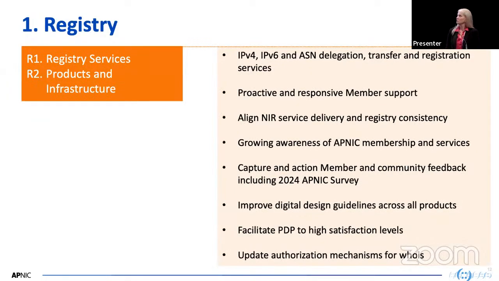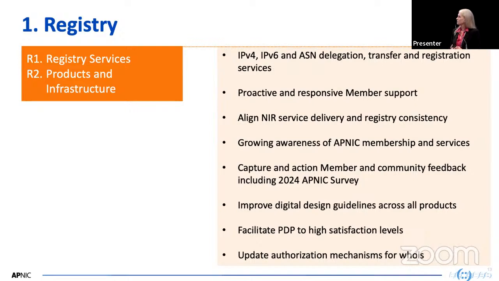So moving into some of the actual actions that we're going to be undertaking. Obviously the most important thing that we are tasked with doing is delegating IPv4, IPv6 and ASNs. So that's going to continue to be a very important central piece to what we're doing. And a lot of the other dot points that you see on this slide relate to that first most important goal about improving how we interact with our members and with the community.